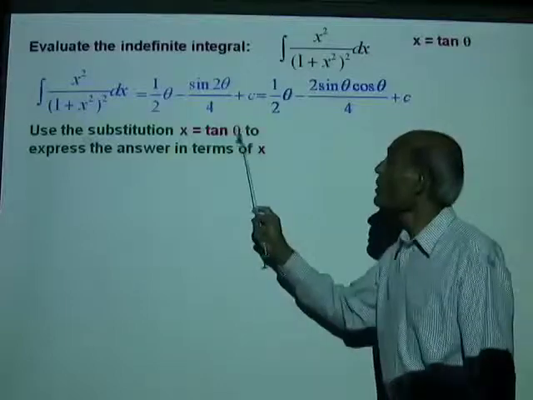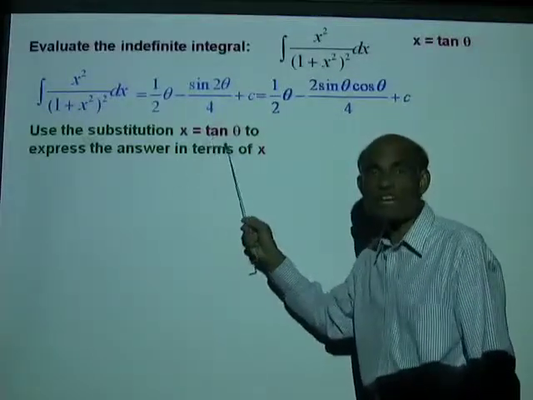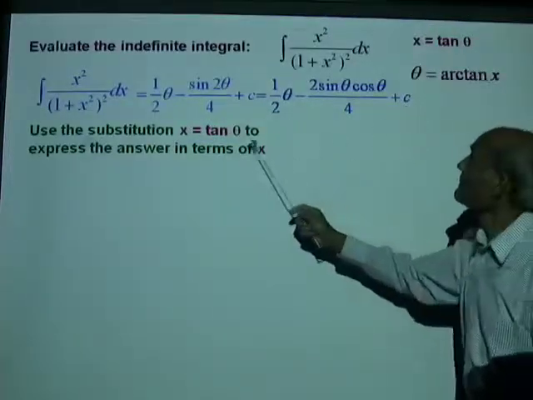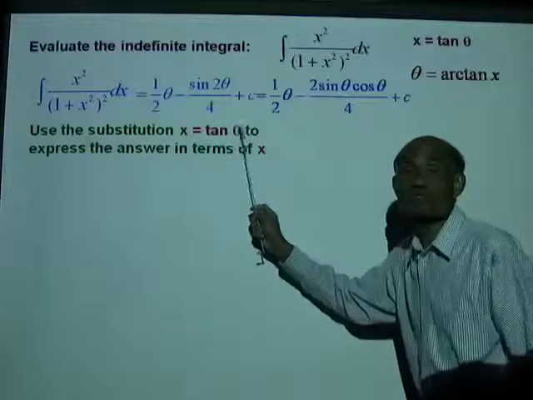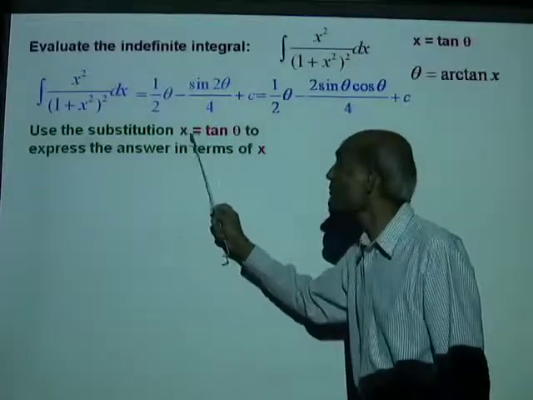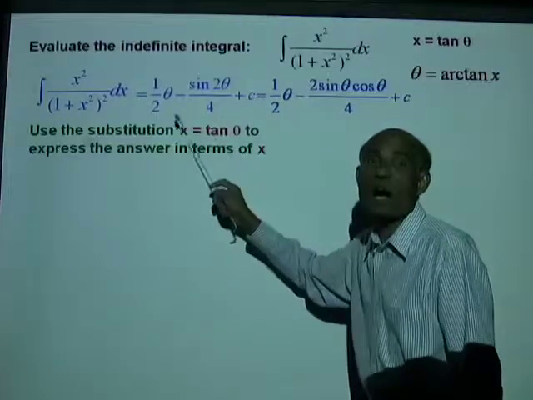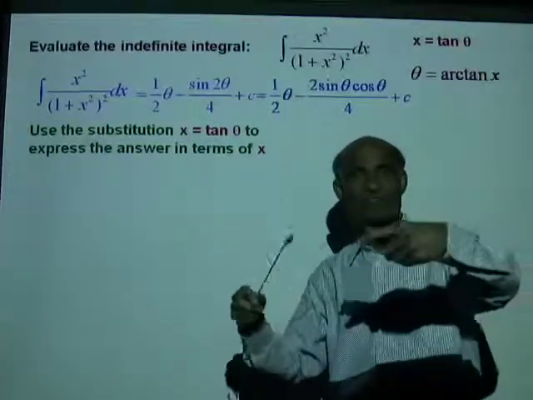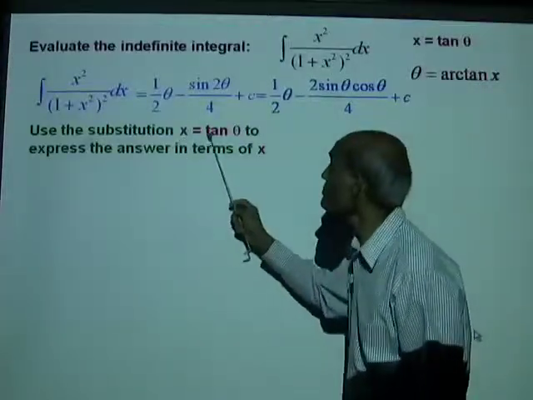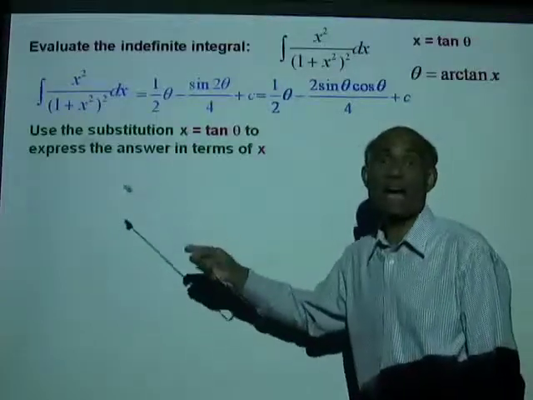So what do we do? We use this substitution to construct a triangle. What is therefore tan theta equal to? Now, if x equal to tan theta, I hope you understand this skill. If x equal to tan theta, then theta equal to arctan of x. That's the inverse function that we talked about so many times. So if x equal to tan theta, then theta equal to arctan x.